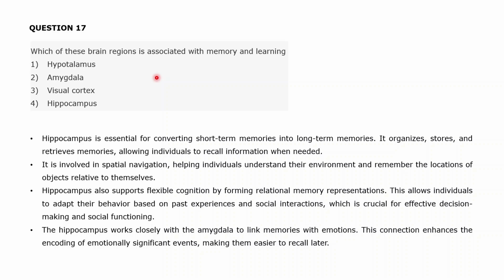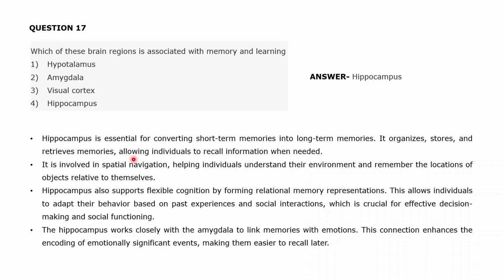Option 4, sir. Yes, the answer to this question is option 4, hippocampus. Basically, the hippocampus consists of several neurons, which are pyramidal in origin. These neurons have the essential property of converting short-term memory into long-term memory, because in order to store a particular memory in our brain, the short-term memory needs to be converted into long-term memory, which afterwards we can recall. So it organizes, stores and retrieves memories, allowing individuals to recall information whenever needed. In this mechanism, both short-term memories as well as long-term memories are stored.